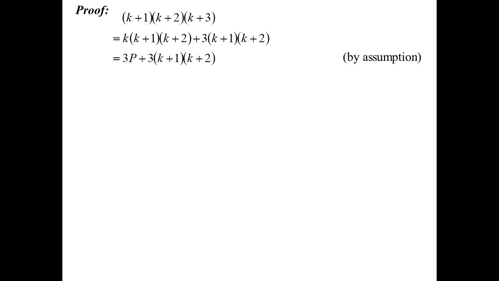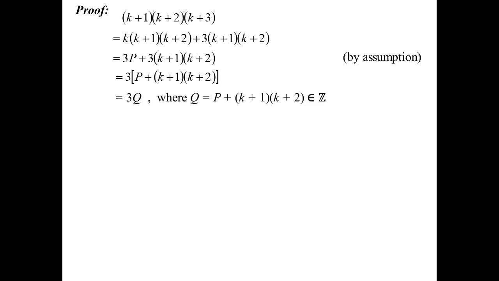So 3p by assumption. Now, remember, I'm trying to show this has got a common factor of 3. And we can see quite clearly there's a 3 in both. So let's factorise that. My question is, am I left with an integer? p plus k plus 1, k plus 2. Well, yeah, that is going to be an integer, because p we define to be an integer, and k we define to be an integer. Therefore, k plus 1 is an integer, k plus 2 is an integer. Multiply two integers together, you will have an integer. Add p with this new integer, it's another integer. So yes, it's fair enough to say q ends up being an integer.